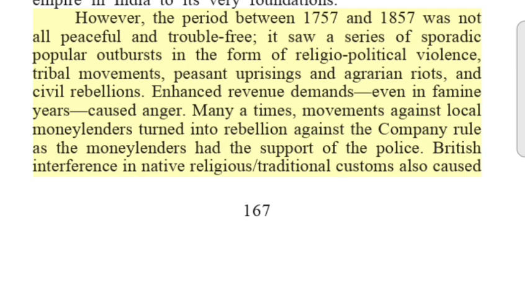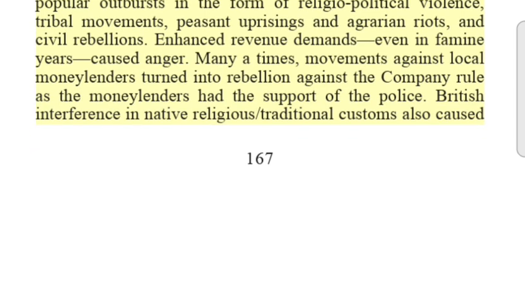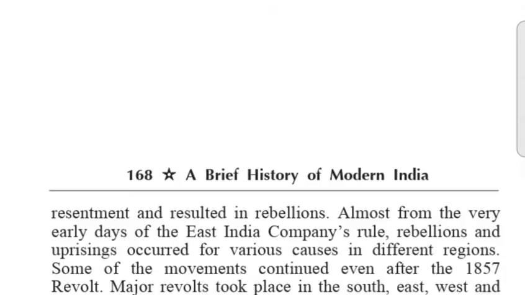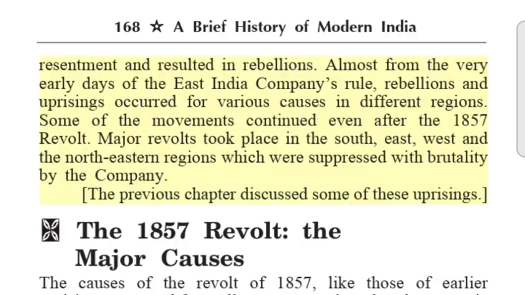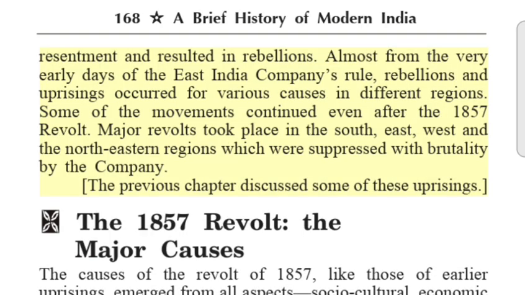Many times, movements against local moneylenders turned into rebellion against the Company rule as the moneylenders had the support of the police. British interference in native religious traditional customs also caused resentment and resulted in rebellions.